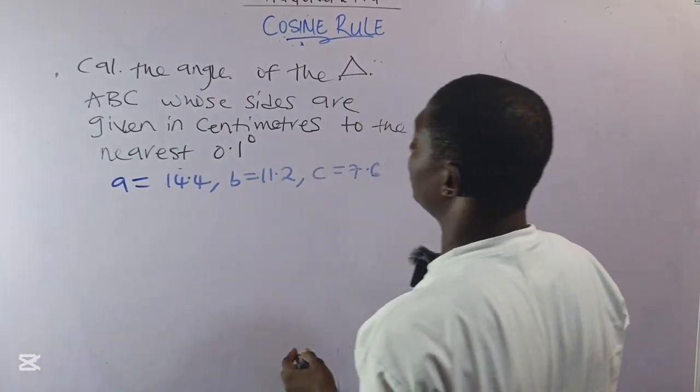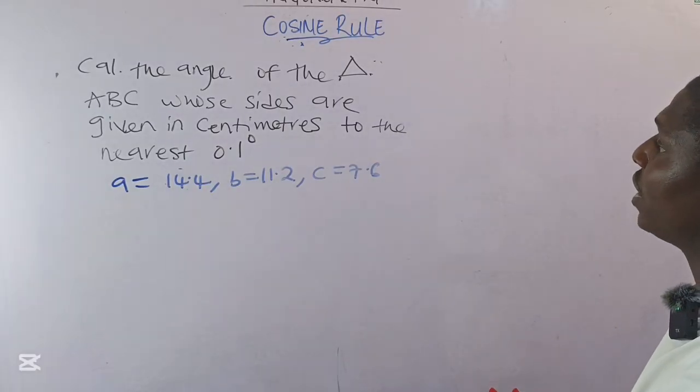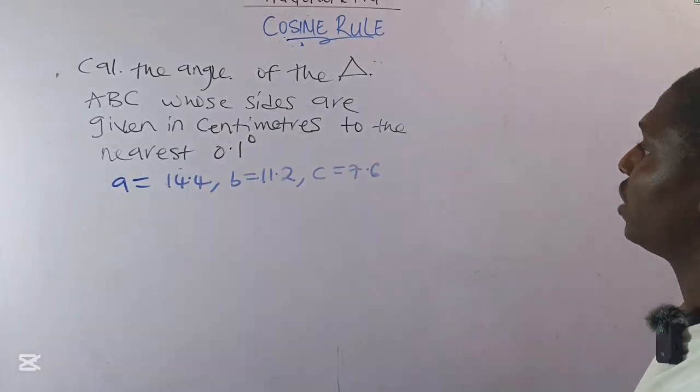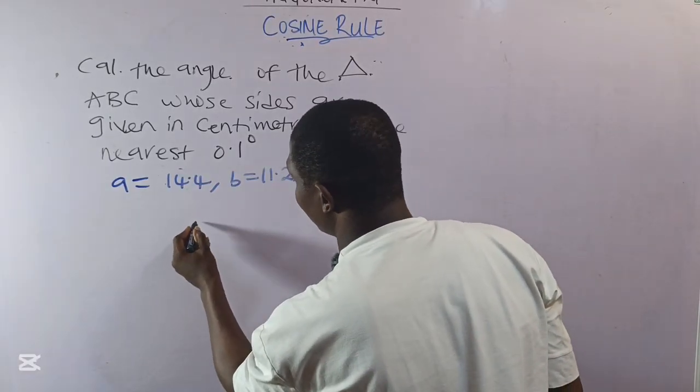So we have this. It says you calculate the angle of the triangle ABC, whose sides are given in centimeters, to the nearest 0.1 degree. Now again, we can decide to draw the triangle.